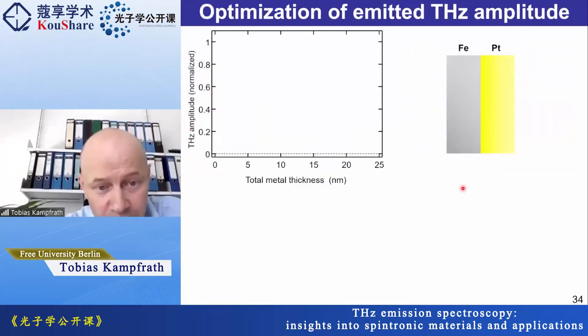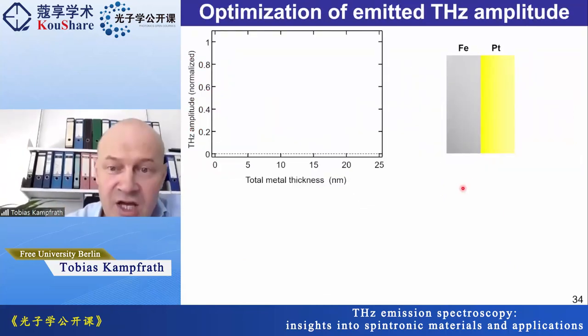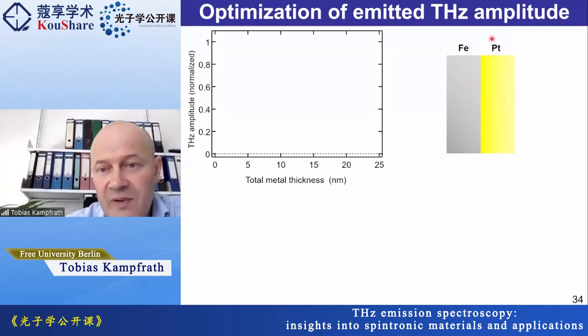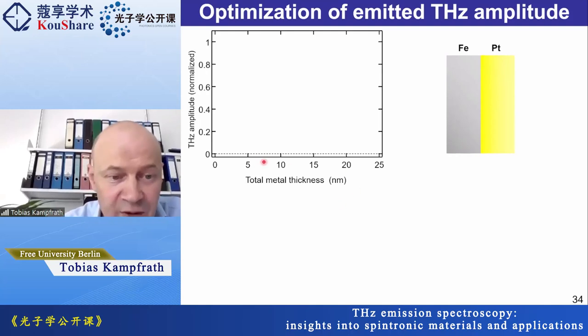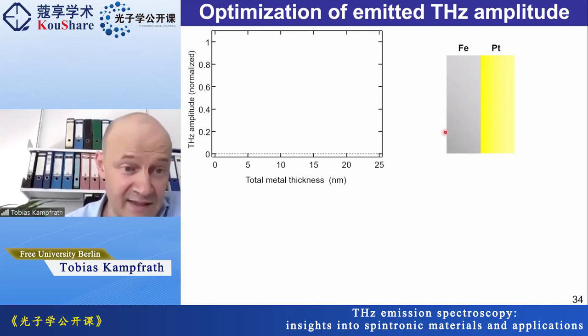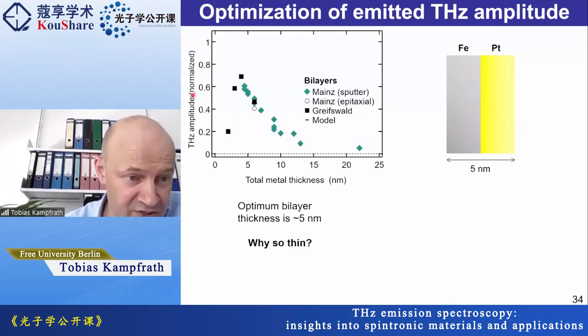And I already mentioned a second application. We could use such structures to generate terahertz pulses. And it turned out that platinum actually delivers the highest terahertz amplitude. But the question is now, how can we optimize the terahertz amplitude of such structures? The most important parameter that you can vary is, of course, the total thickness of this metal stack. And we did this. Here's the terahertz amplitude as a function of the metal thickness.